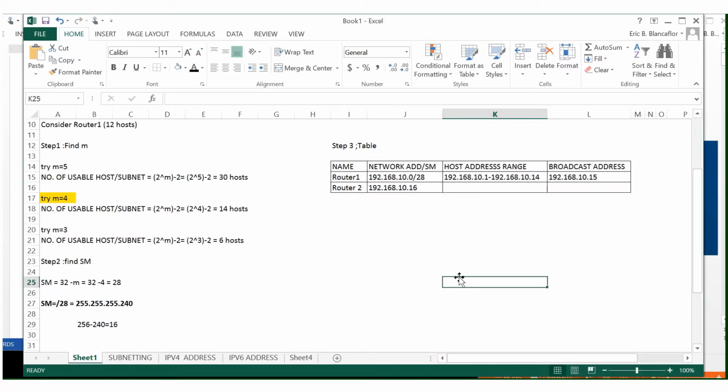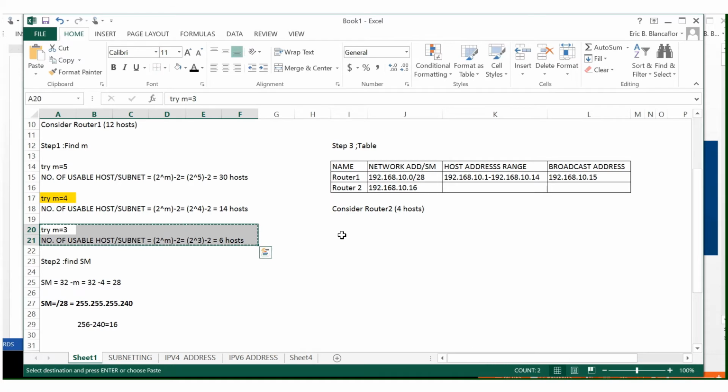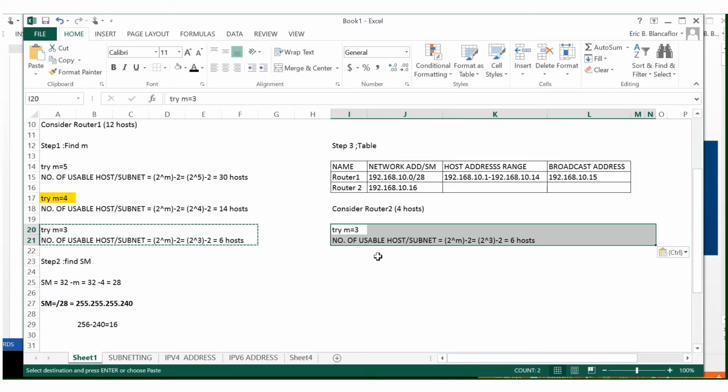And enter. Done. So, we just repeat the process. This time, let us consider router 2. Router 2 needs 4 hosts. So, again, we apply trial and error. Okay? So, for example, I have this, diba? We try M of 3. So, if M is equal to 3, that's 6 hosts.